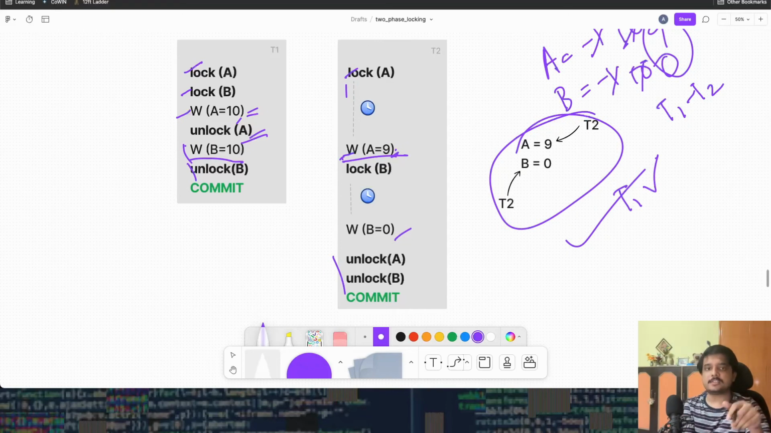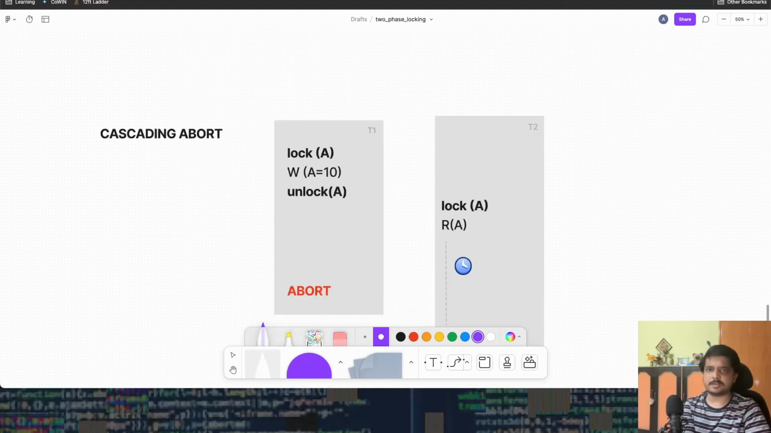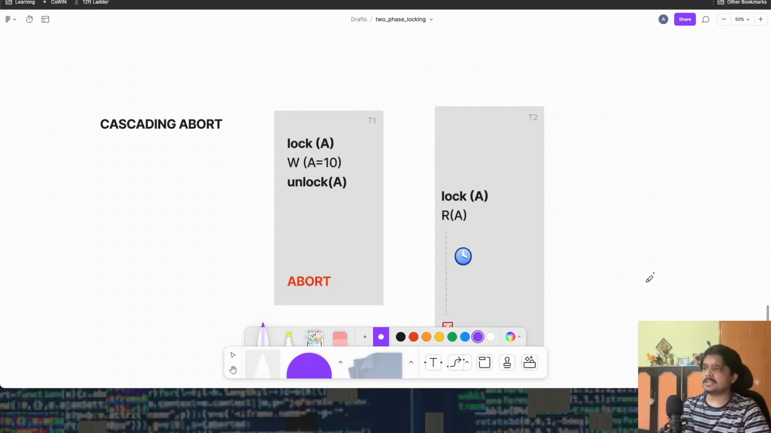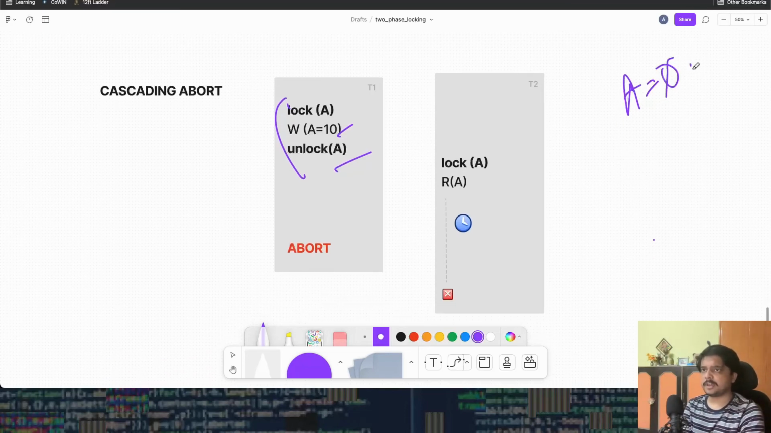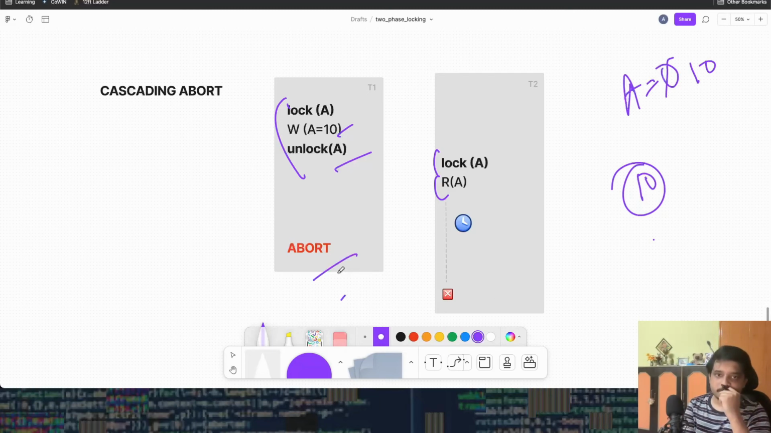But see, nothing in computer science is perfect, and this has some problems too. One of those problems is called cascading aborts, right? What does it mean? Let's say some transaction is going on like this, right? T1 locks A, makes some changes to A, and then unlocks A, right? This is allowed by two-phase locking. This is absolutely fine. A's value is 10. T2 then obtains a lock to A, which is also fine, and then reads A. So T2 reads the value of A as 10. This is also fine. But then T1 aborts.